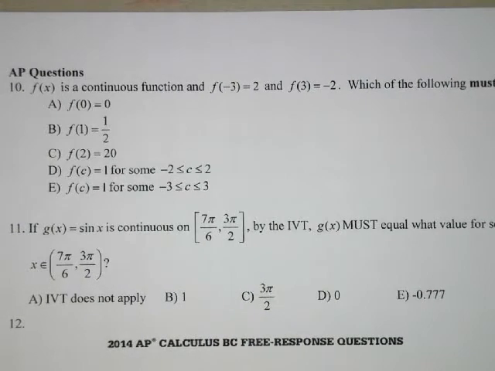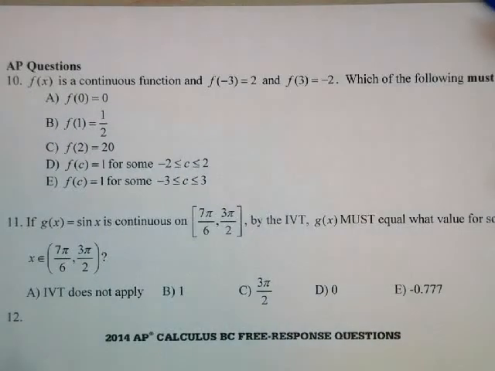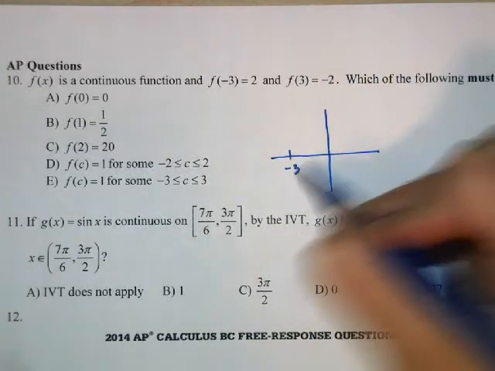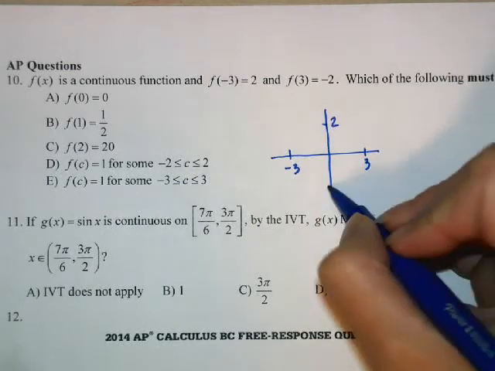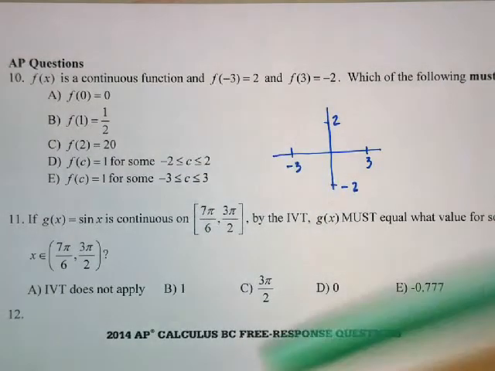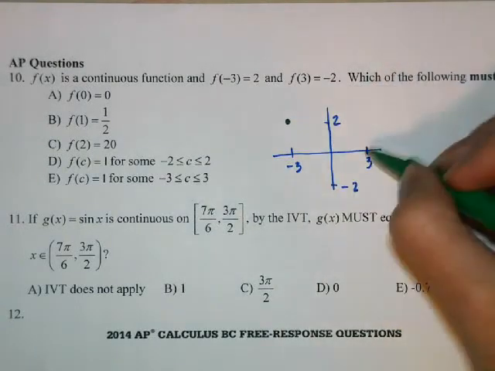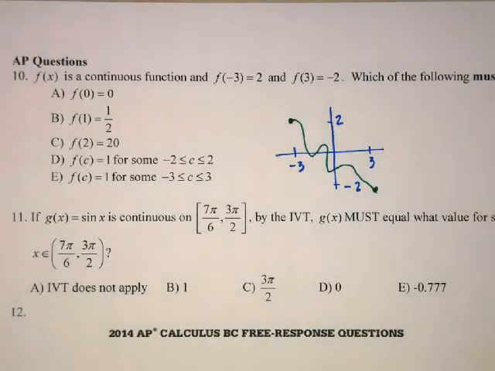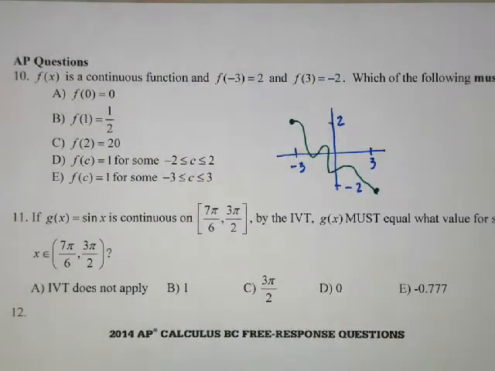Okay, so let's look at some actual AP questions. So f of x is continuous, and f of negative 3 is 2, f of 3 is negative 2. Which of the following must be true? AP loves those kinds of questions. So I'm going to draw a little picture here. So we have negative 3 and 3, 2, negative 2. Okay, so f of negative 3 is 2, and f of 3 is negative 2, and whatever happens in between, we don't know. It is a function, so it's not going to zigzag, but it is continuous.